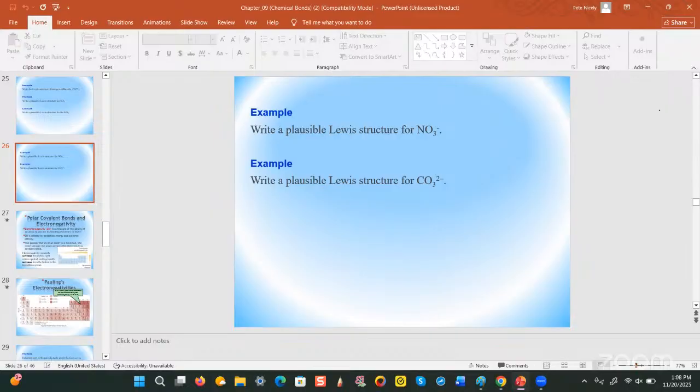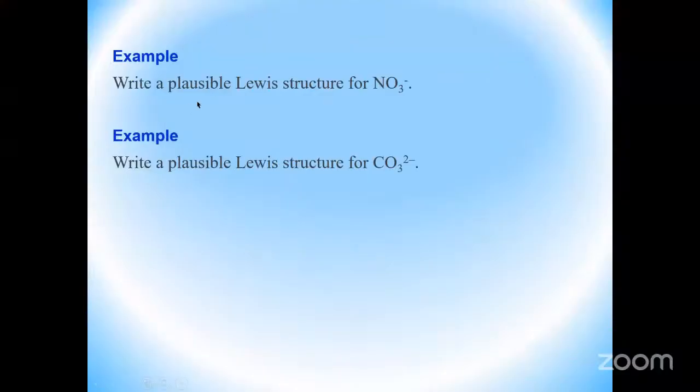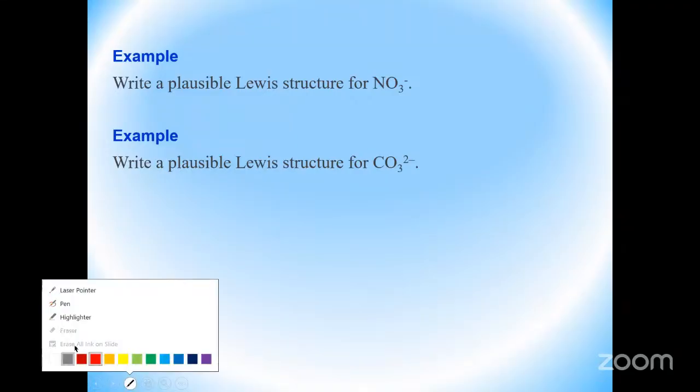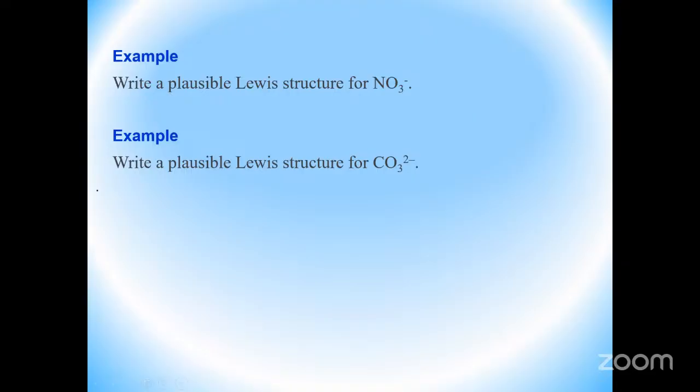So this question is asking for you to draw a plausible structure for the nitrate ion. So we go through the same steps as before. We start off with the nitrate ion, we find the number of valence electrons. Okay, so what's the number of valence electrons for the nitrogen? Or what group is nitrogen in?